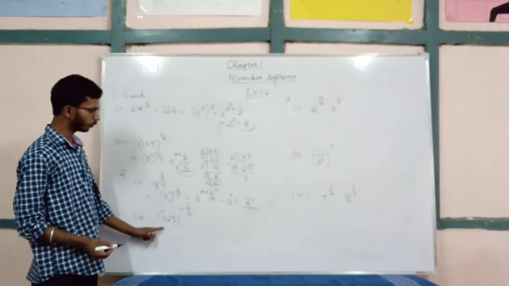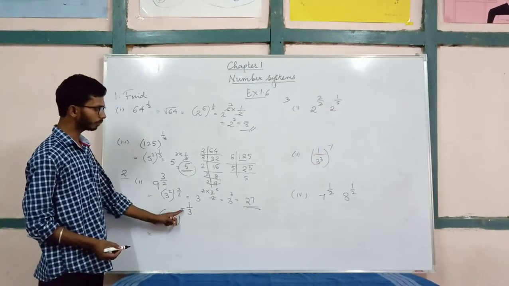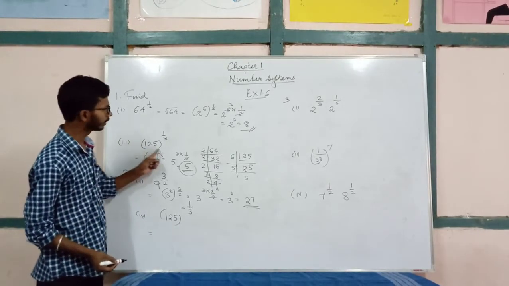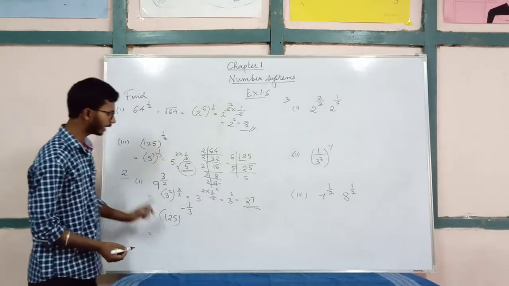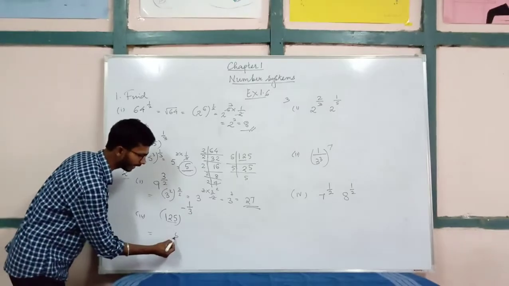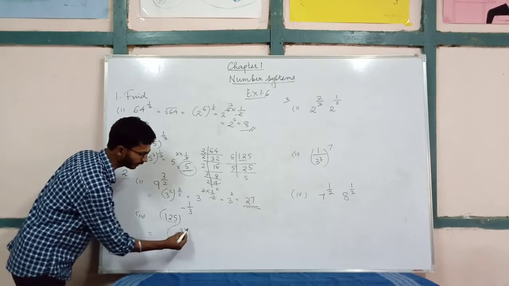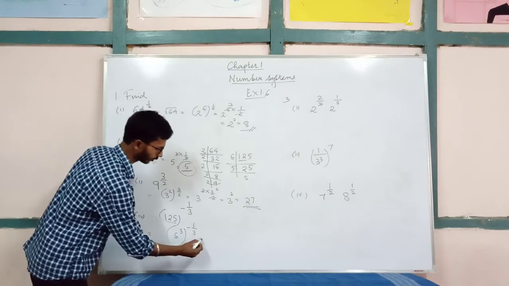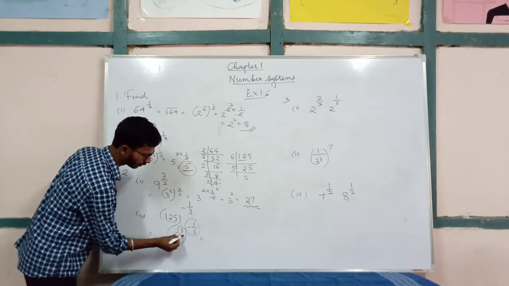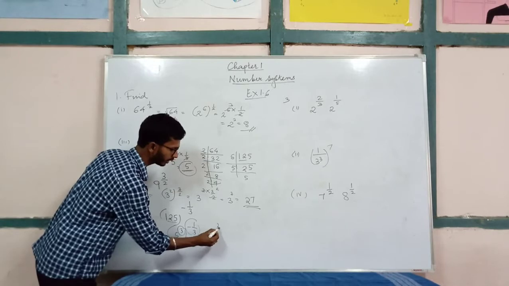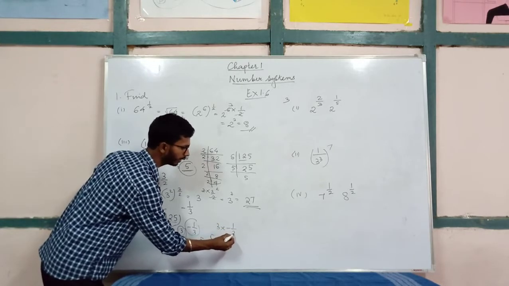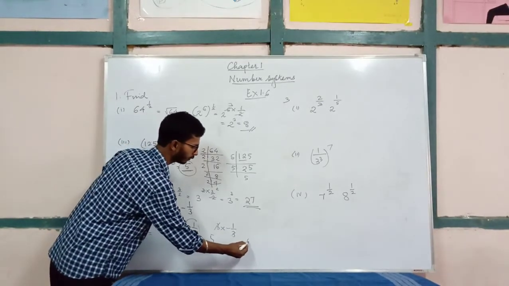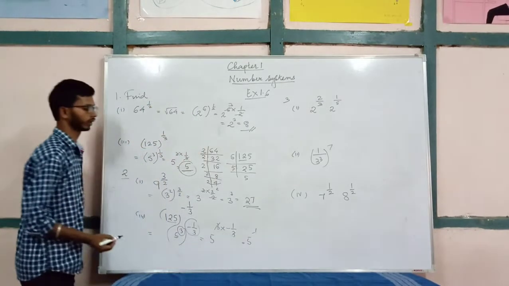Question number 4. 125 to the power minus 1 by 3. 125 we have already done in question number 3. 5 5 5, that means 5 cube. So directly we can write 5 cube. What is there outside? Minus 1 by 3. So now we can multiply these two. So 5 to the power 3 into minus 1 by 3. So these 3s can be cancelled. So we will get 5 to the power minus 1.